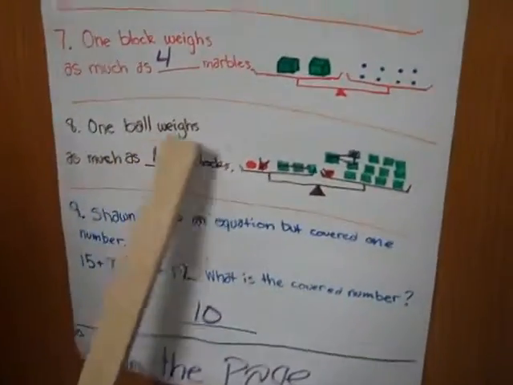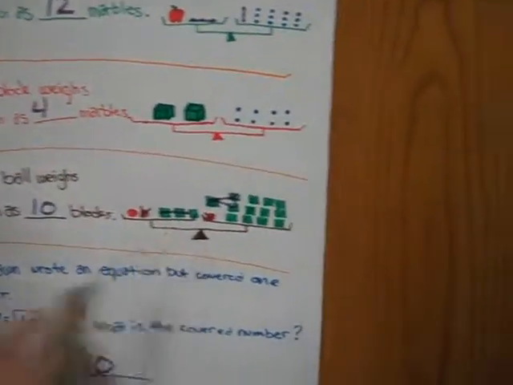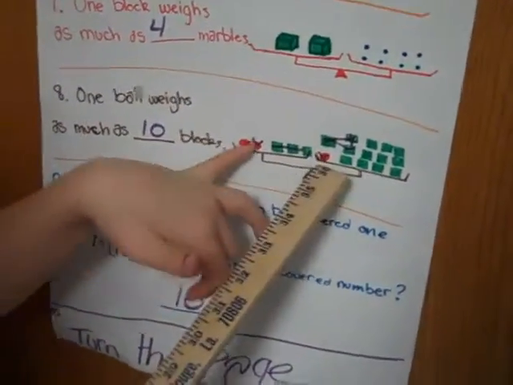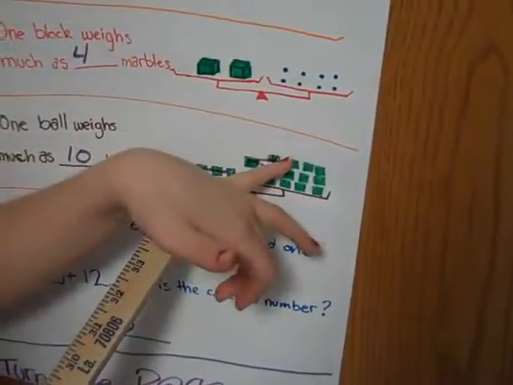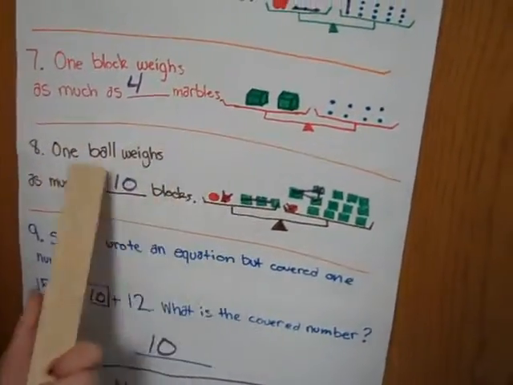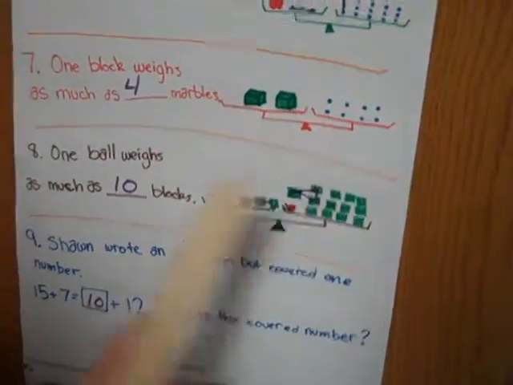1 block weighs as much as 4 marbles. Next problem. 1 ball weighs as much as 10 blocks because if we take away 1 block here and 1 block here, 1 ball and 1 ball, 3 blocks and 3 blocks, we'll end up with 1 ball, which weighs as much as 10 blocks.